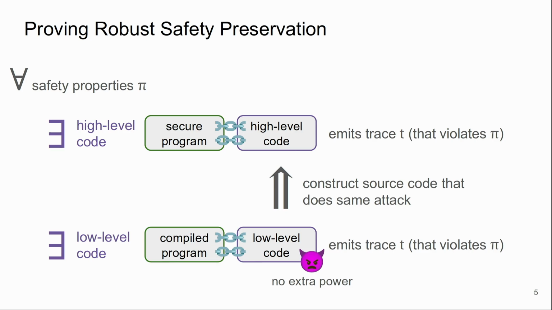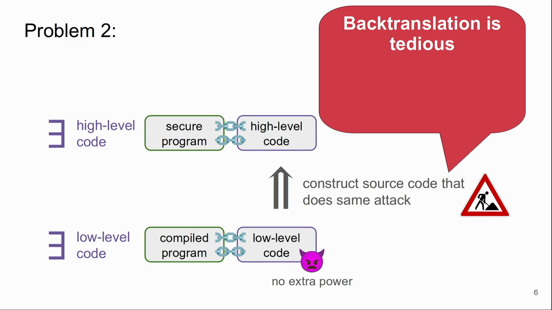This step is called backtranslation in the literature. And well, it requires work. Constructing the source program explicitly is not easy. And this is the second problem we aim to solve. Backtranslation is tedious. There are two things that make backtranslation particularly tedious.